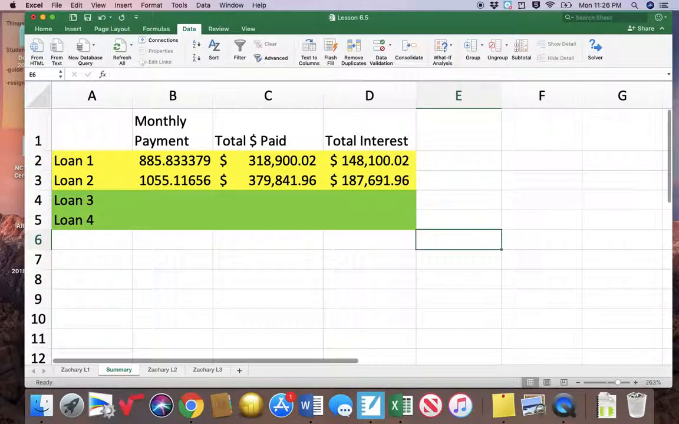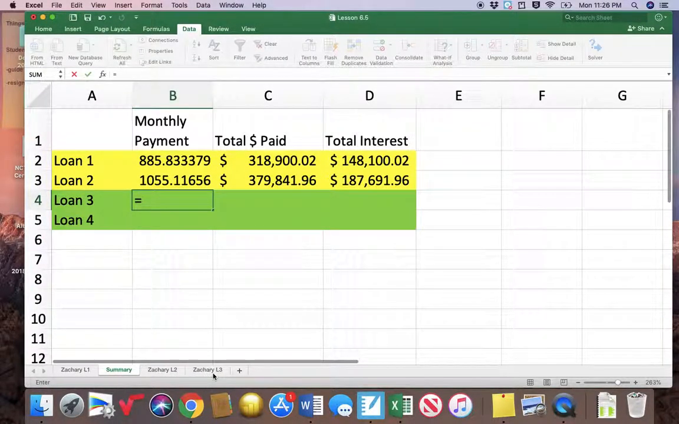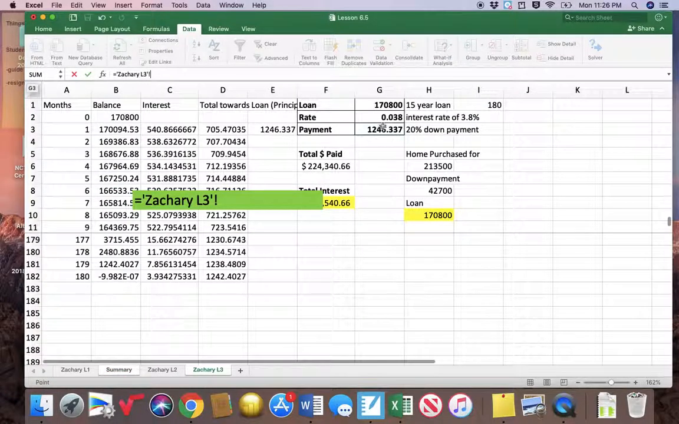Let's go to the summary. So for loan 3, monthly payment is going to be right here.